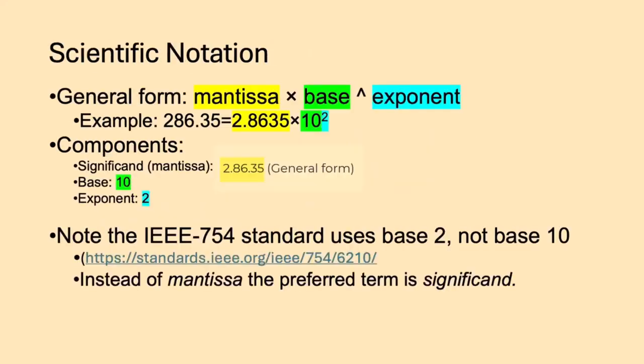The general form of a floating point number is the mantissa, or the significand, multiplied by the base to the power of the exponent. Here, the number 286.35 in general form is 2.8635 multiplied by 10 to the power of 2. The standard use is binary. So when calculating floating point IEEE values, the first stage is to perform binary conversion. So in our case, the base will always be 2.